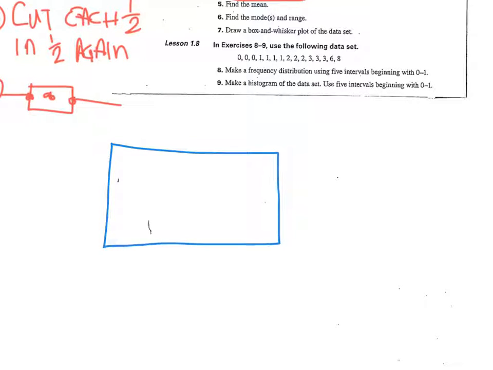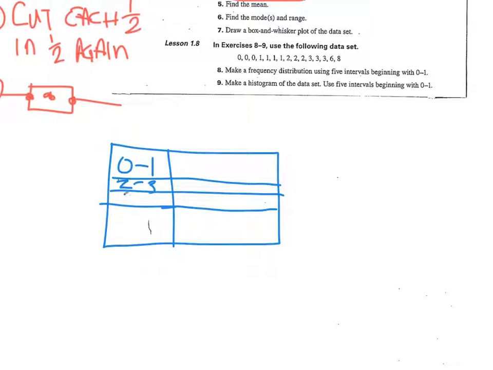So we're going to have 0 to 1, probably 2 to 3, 3 to 4, 5 to 6, maybe. There we go. And 7 to 8. Now you just tally, this is just an example, you just tally how many you have in each. Okay, that's a frequency table.